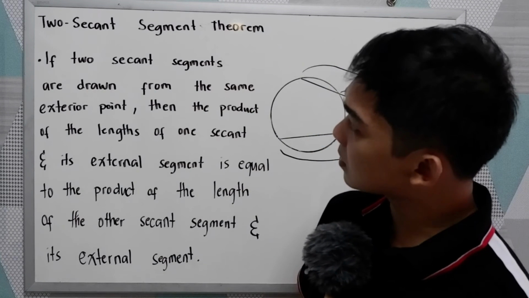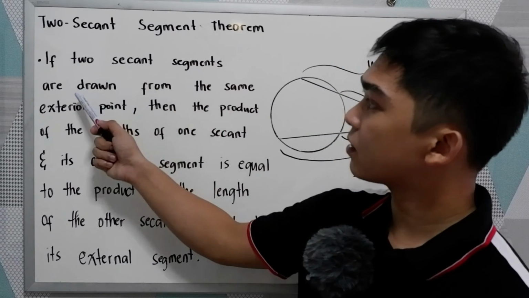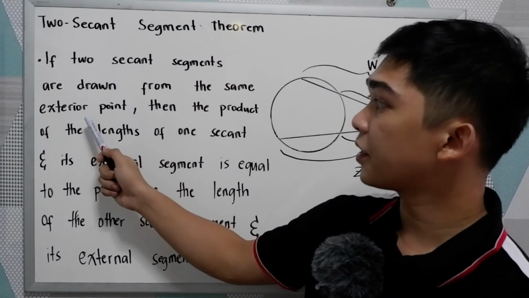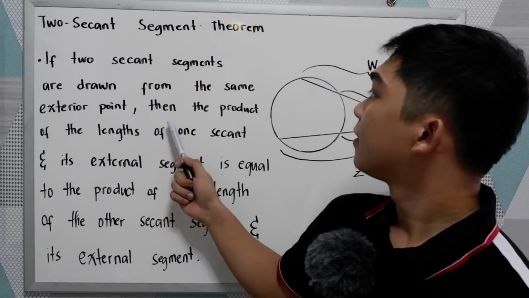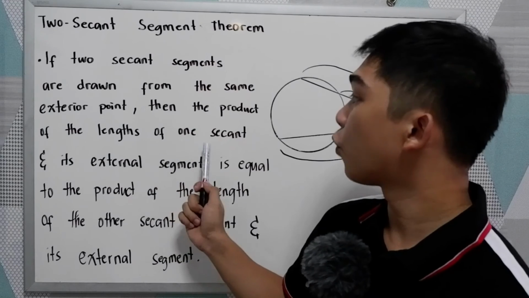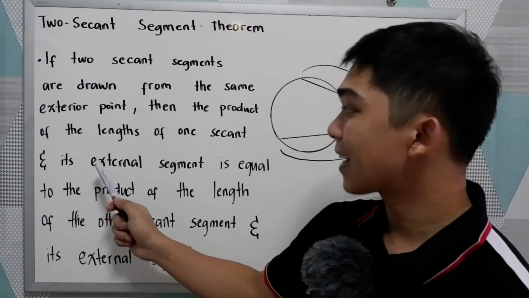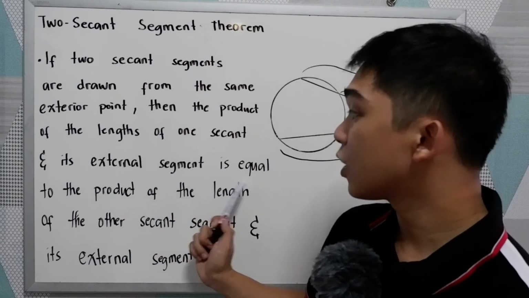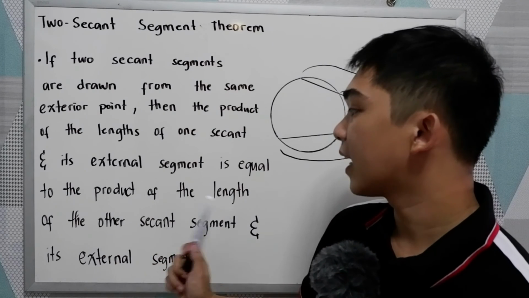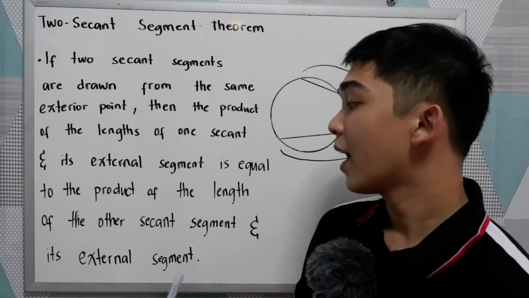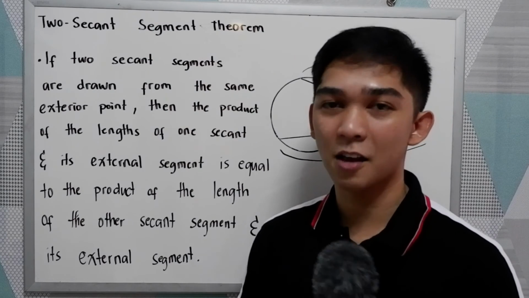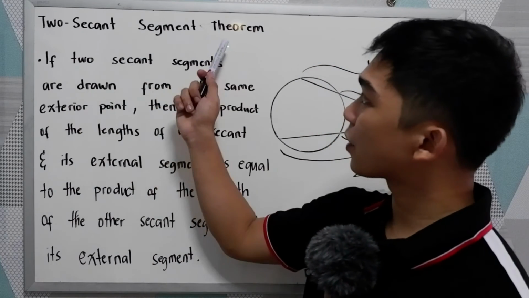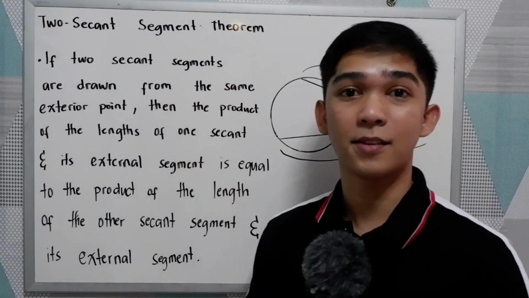For today's tutorial video, we will be discussing the two-secant segment theorem. It states that if two secant segments are drawn from the same exterior point, then the product of the length of one secant and its external segment is equal to the product of the length of the other secant segment and its external segment. So notice in our theorem we have two secant segments.